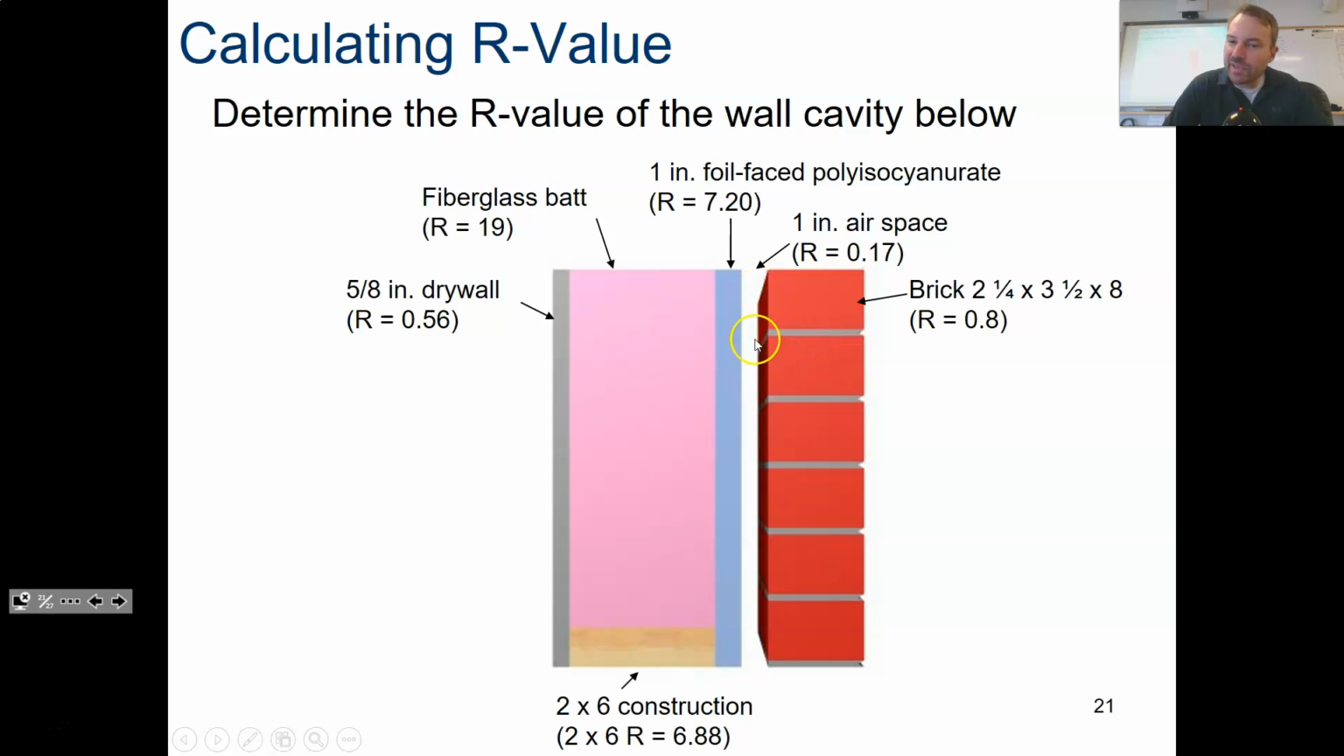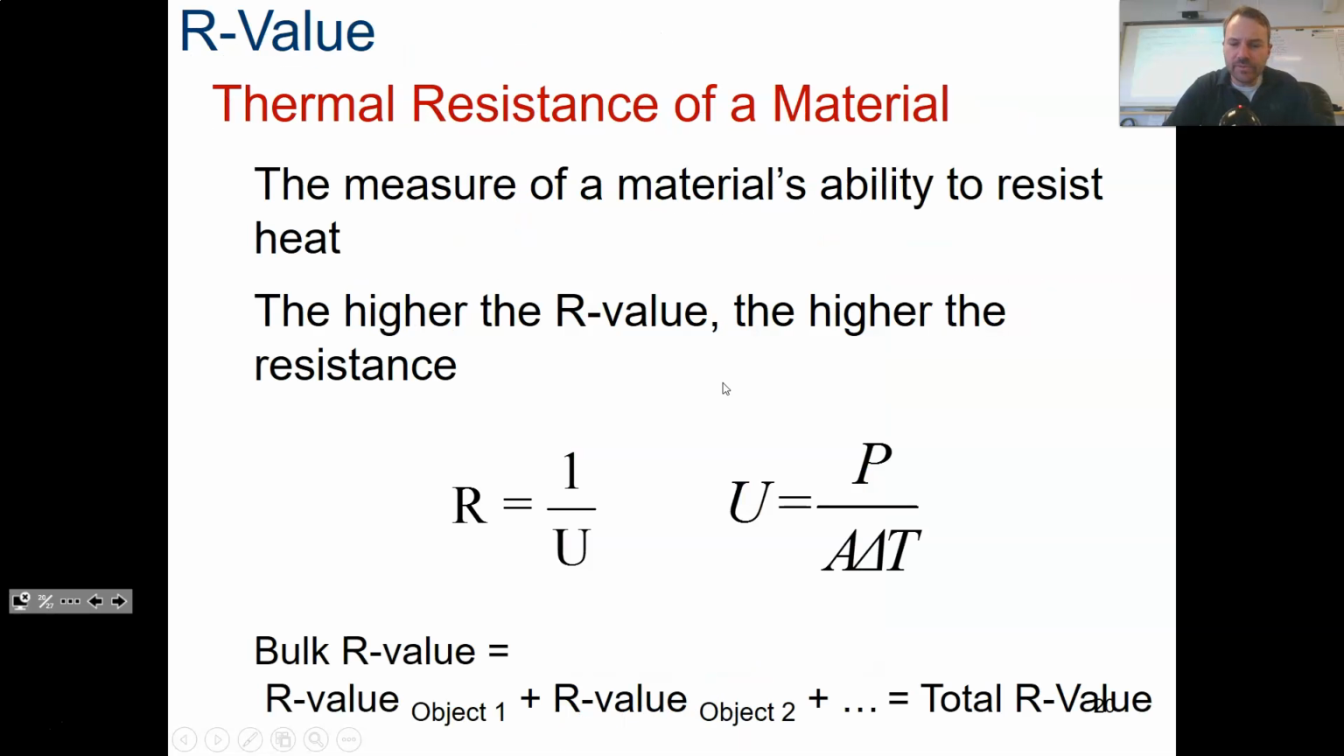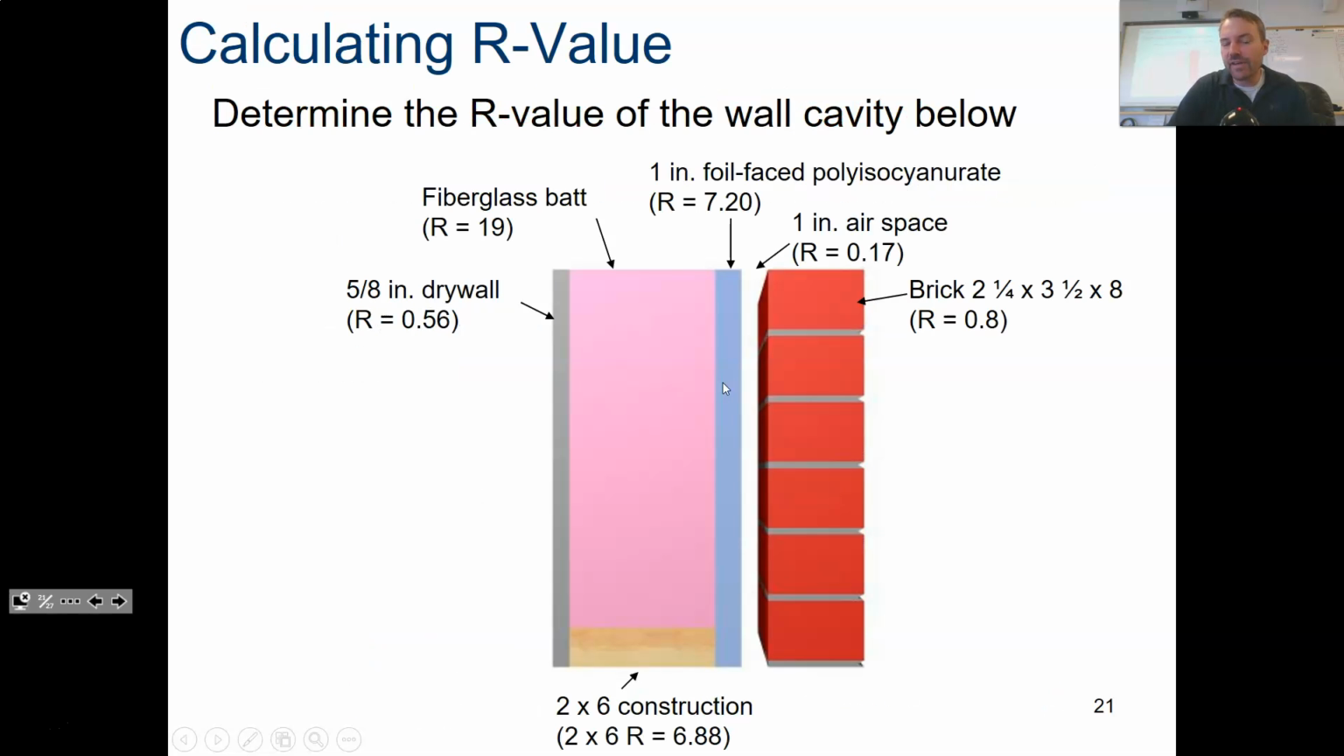You want to have an air space, especially when you have bricks, because if it doesn't dry, it dies. When it rains, bricks are actually pretty porous. If you don't have an airspace back there for this to dry, this thing can rot, and then you're in all sorts of problems. So this question says, find the R value of the wall.